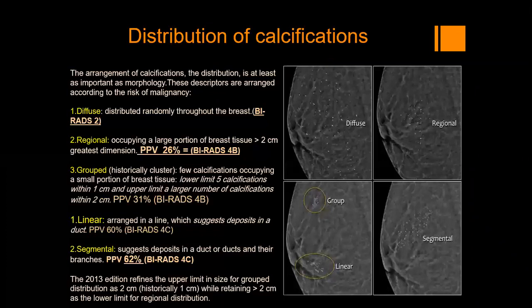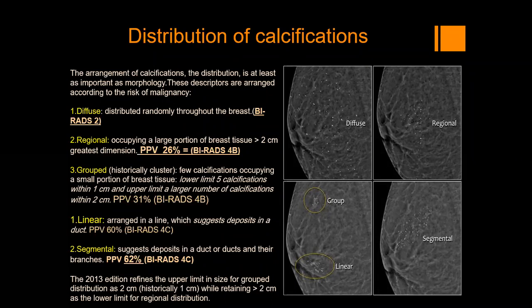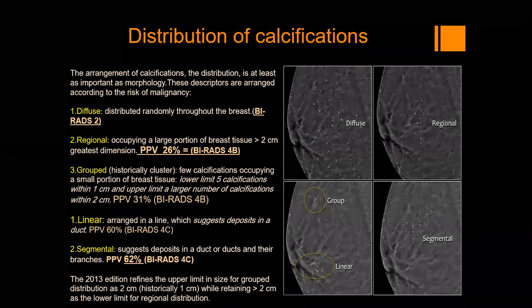Then we have to look at the distributions of this type of suspicious morphology. Starting with diffuse, usually diffuse is BI-RADS 2. Then going to regional, with positive predictive value representing BI-RADS 4B, and group also representing 4B. Group is a little bit more suspicious than regional, and the most suspicious are linear and segmental.